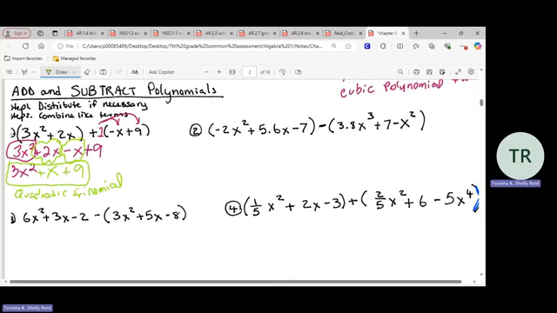They might ask you the leading coefficient. It's the number in the front. The leading coefficient is 3. Now let's do this with a subtraction.